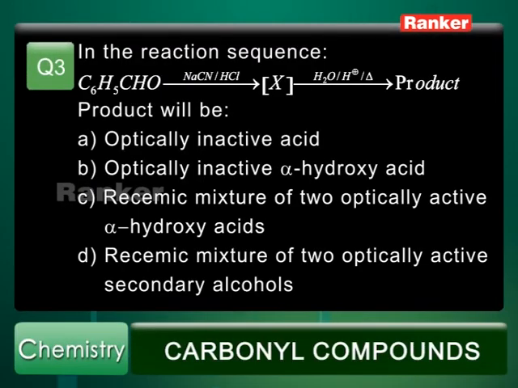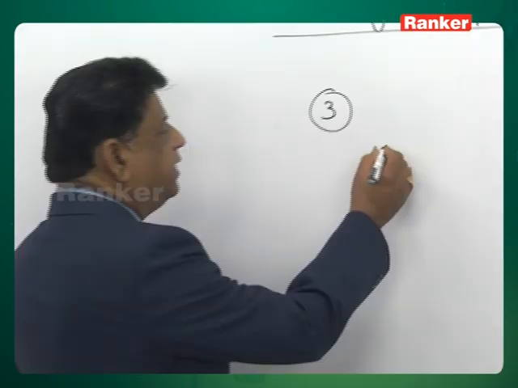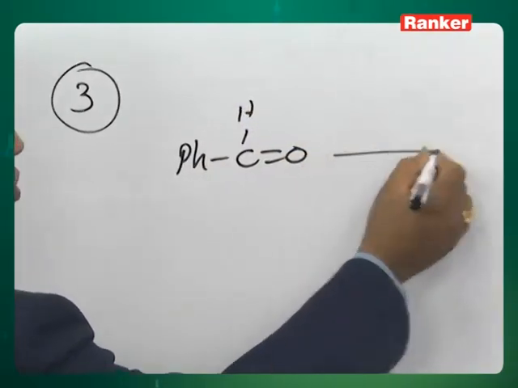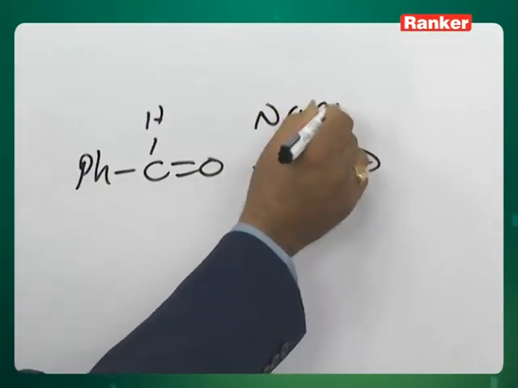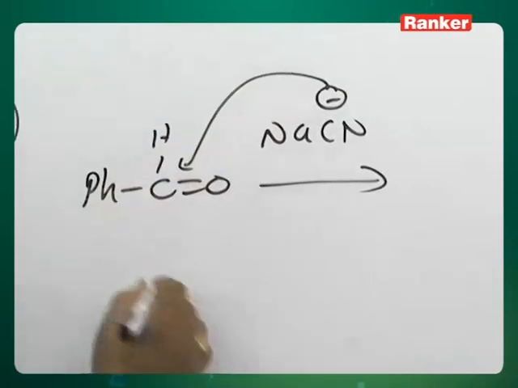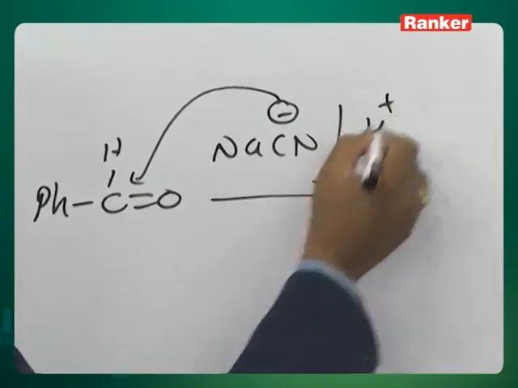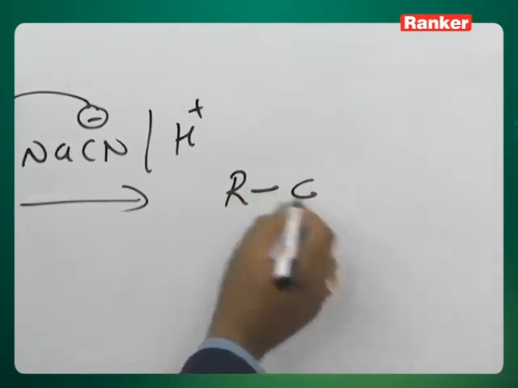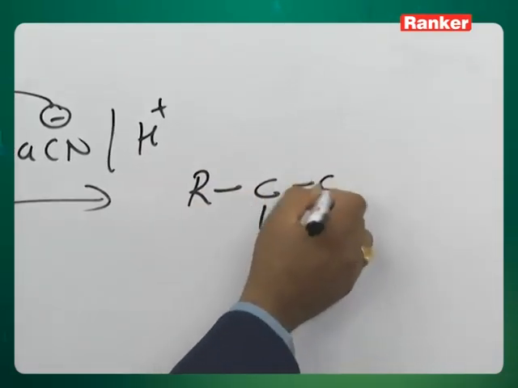The question is, in the reaction sequence, benzaldehyde is treated with sodium cyanide in an acidic medium. So you will get a cyanohydrin. The cyanohydrin is hydrolyzed to give the carboxylic acid. So the reaction is like here, benzaldehyde undergoes a reaction with sodium cyanide. Cyanide minus attacks on the carbon. In the hydrolysis reaction, the sodium is replaced by H, so therefore you will get a cyanohydrin. The O will become OH, and cyanide is added.